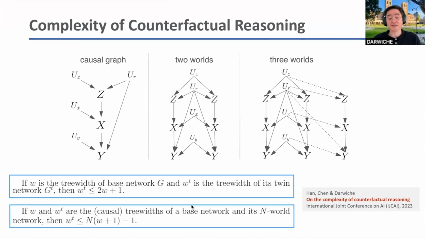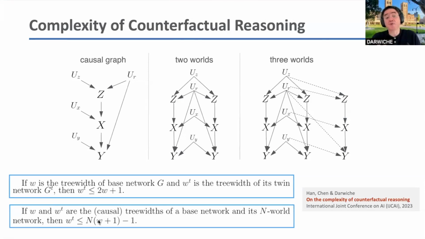More generally, if you have what we call an n-world network, so this is a 2-world network, this is a 3-world network. Depending on how complex the counterfactual query is, you may need 5 worlds. We have this theorem that basically bounds the elimination order quality of these parallel worlds.